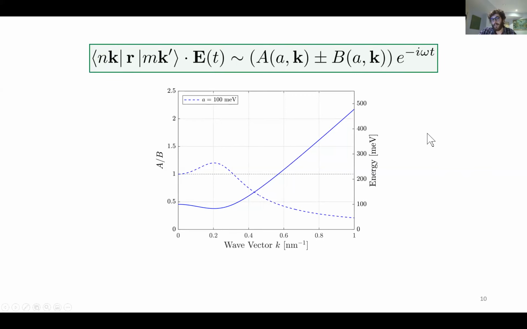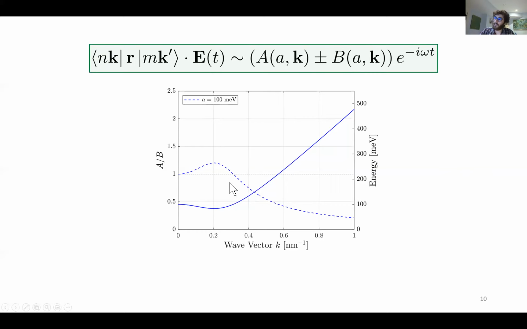Now remember, we desire A equal to B, or another way to say that is we desire A over B is equal to 1. And so right away, we see that A over B is equal to 1 exactly at k equals 0, i.e. right at the Dirac point, which is, you might expect, as it's a high symmetry point. But the AB ratio then deviates from 1, but fortunately recovers at some other k value further out into k space.